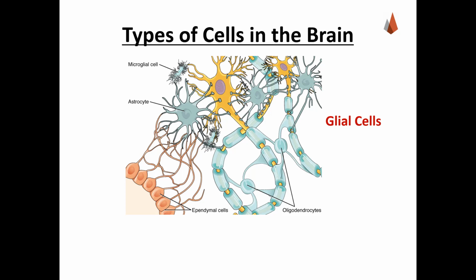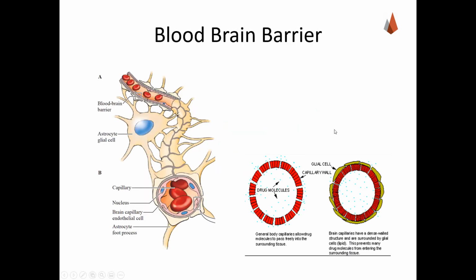And many of these projections go to the capillaries inside the brain. And what they do is they help to sheath the capillary and prevent molecules that are inside the capillary from getting out when they're inside the brain. Okay, let's take a look at that. Okay, so here's a good image of the blood-brain barrier.